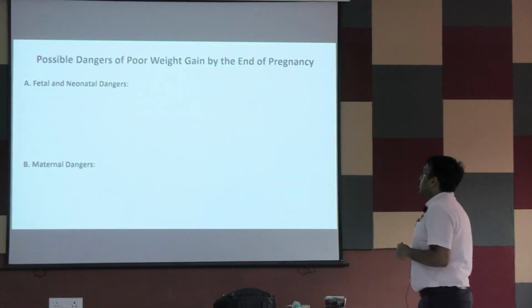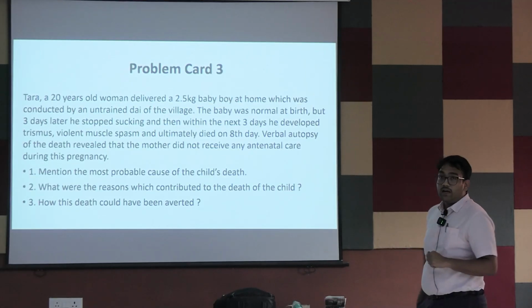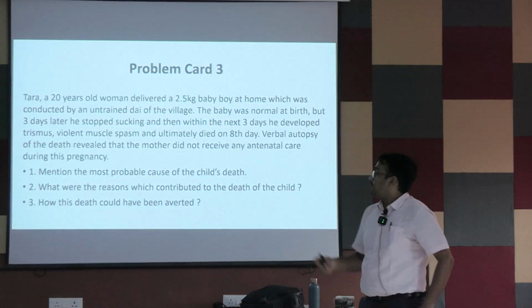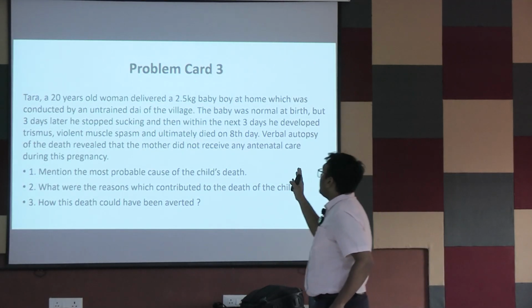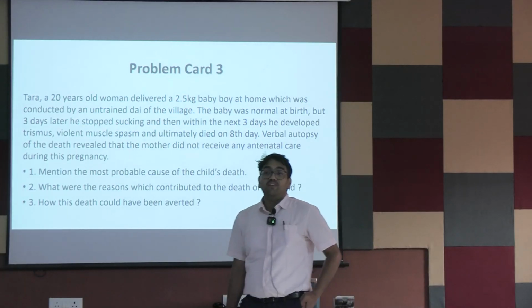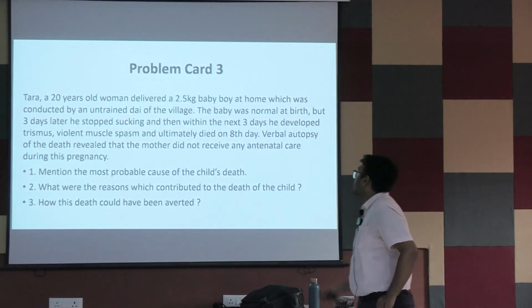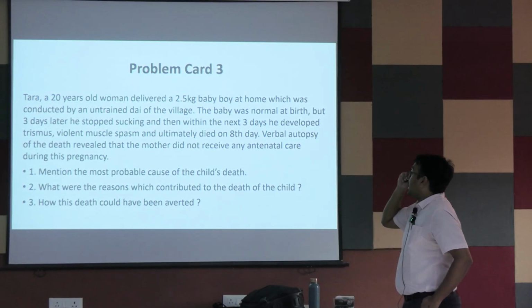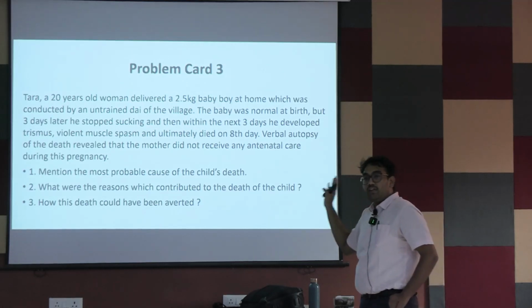So next we move on to the problem card 3. Tara, a 20-year-old woman, delivered a 2.5 kg baby boy at home, which was conducted by an untrained dai of the village.